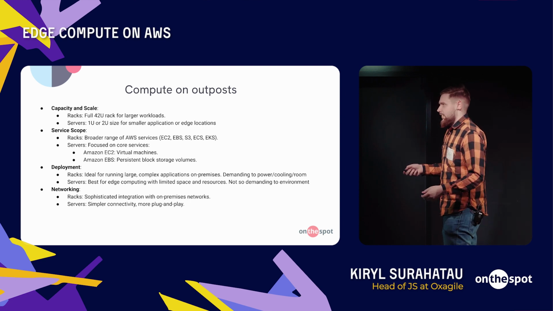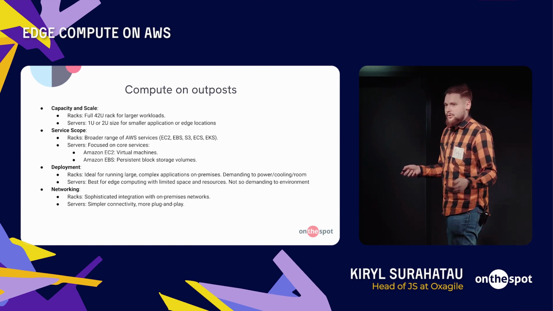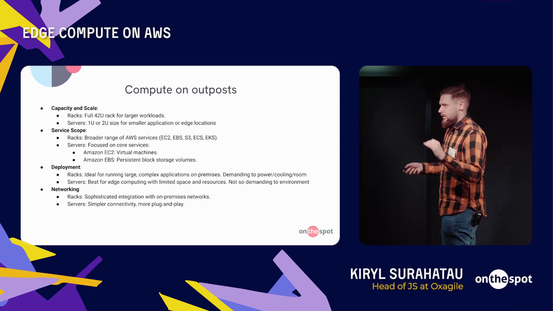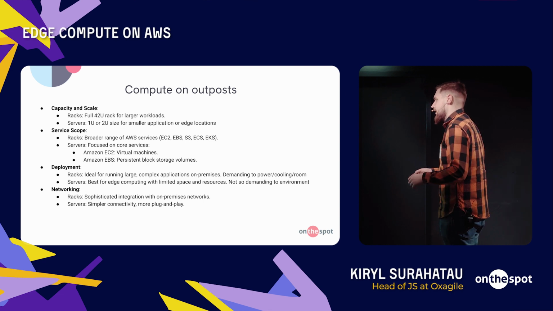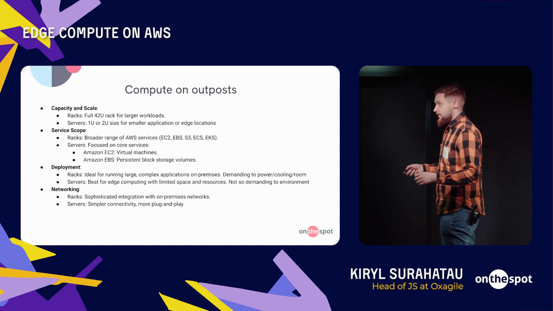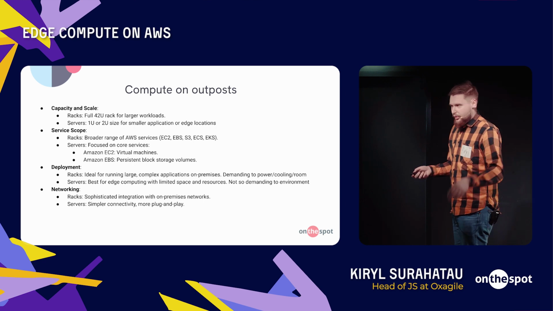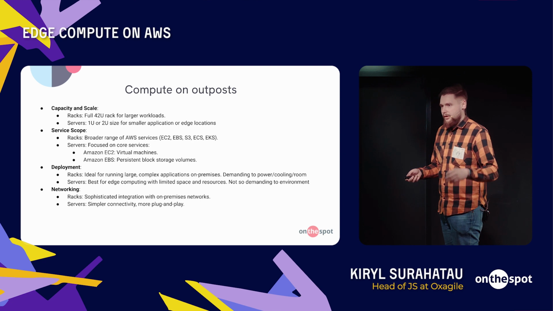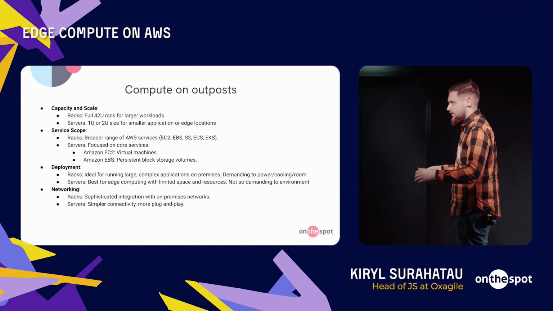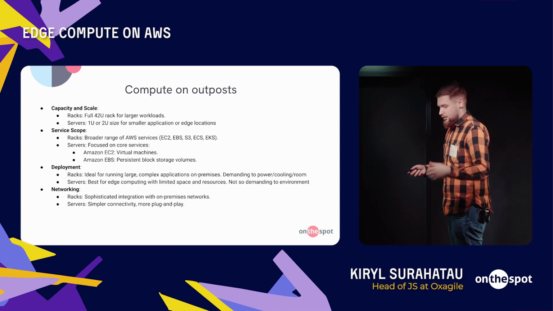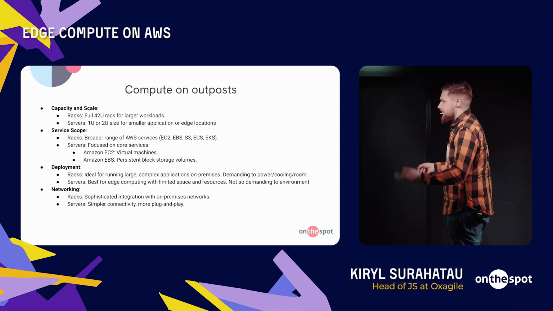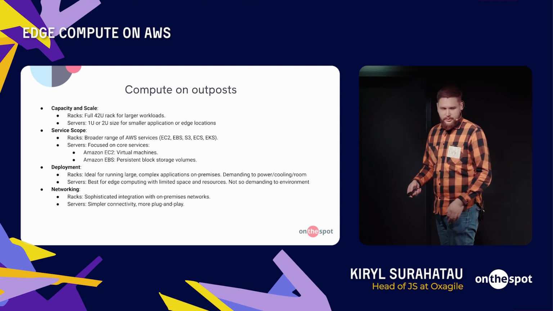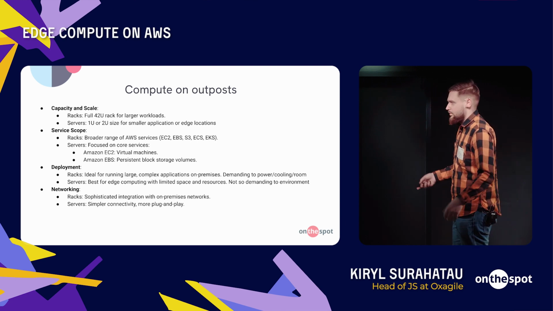Scope is different. Racks are supporting a lot of services, so you can set up a Kubernetes there. For servers, EC2 and EBS, same as for Wavelength Zones, very basic level stuff. Deployment type is also different, as well as networking. So when you're ordering a rack, you have to provide power redundancy. You have to provide cooling. You have to provide a lot of things. Basically, set up a grown man level server room. For Outpost servers, you can set it up pretty much anywhere. You can set it up near the scene and it will be working fine.